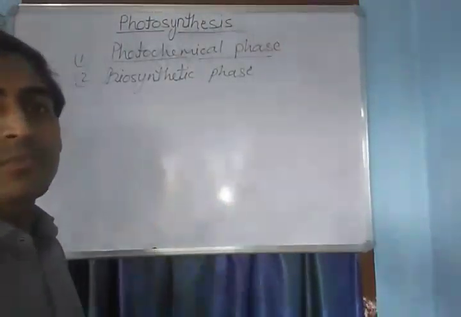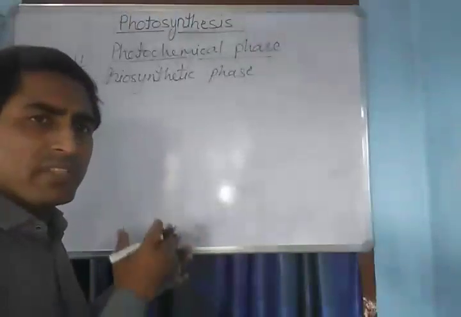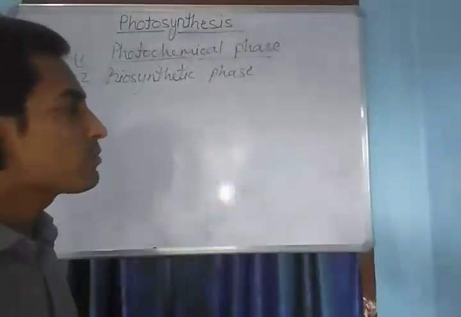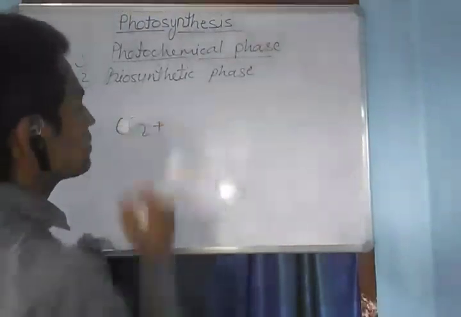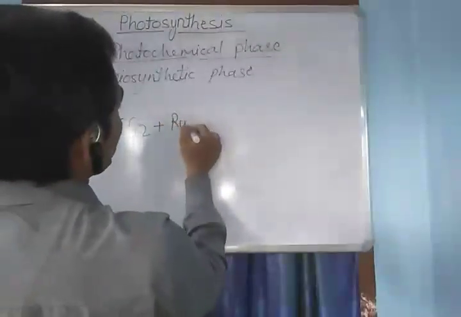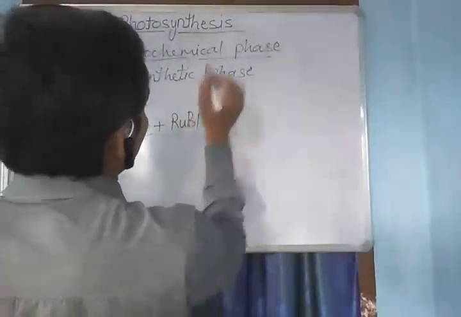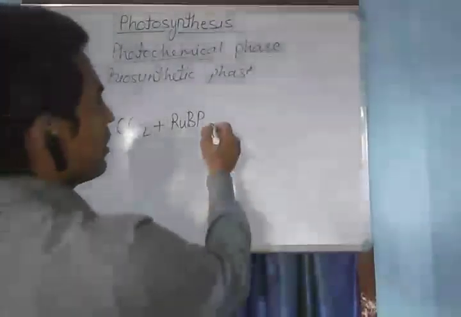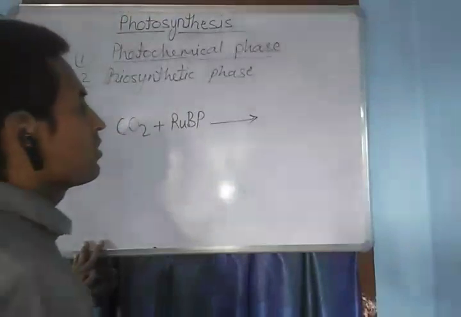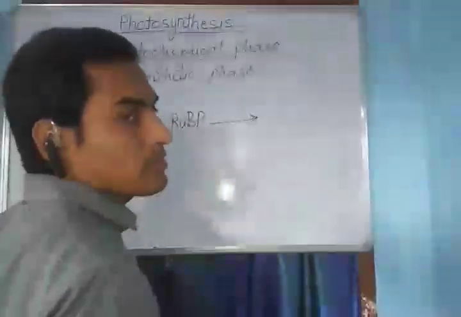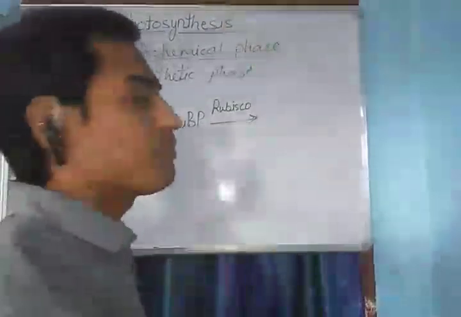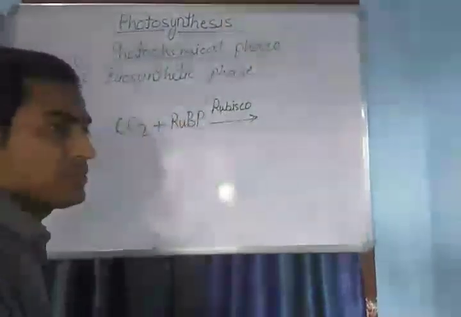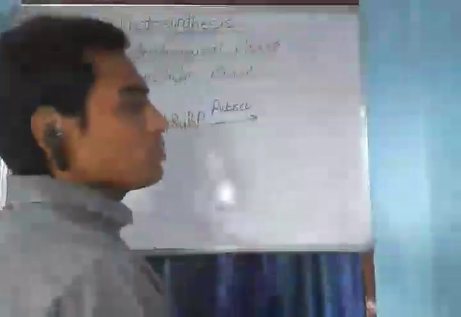So what happens in this process? As we have discussed, carbon dioxide is reduced to form glucose. Carbon dioxide combines with ribulose biphosphate in the presence of an enzyme, ribulose biphosphate carboxylase, that is called Rubisco. And in the presence of it, it is converted into phosphoglyceric acid, PGA.